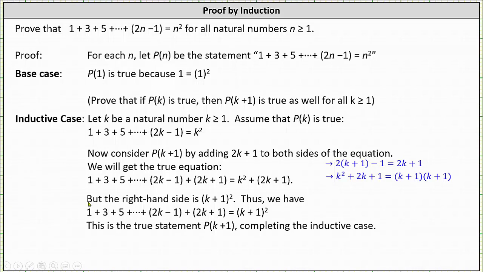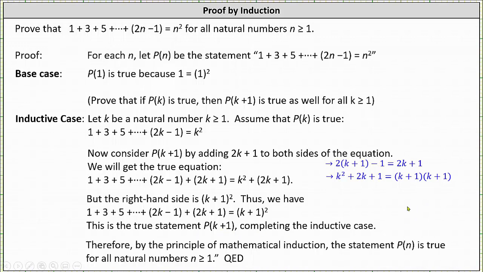Since the right side of the equation is equal to the square of the quantity k plus 1, we have 1 plus 3 plus 5 plus ... plus the quantity 2k minus 1 plus the quantity 2k plus 1 equals the square of the quantity k plus 1. This is the true statement P of the quantity k plus 1, completing the inductive case. Therefore, by the principle of mathematical induction, the statement P of n is true for all natural numbers n greater than or equal to 1.